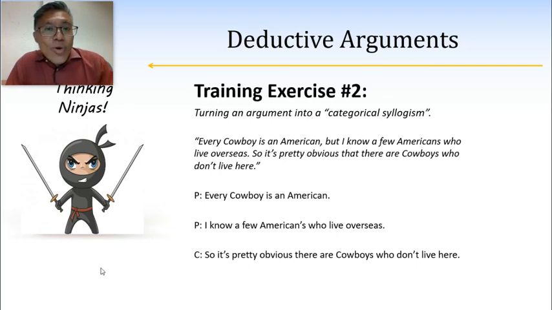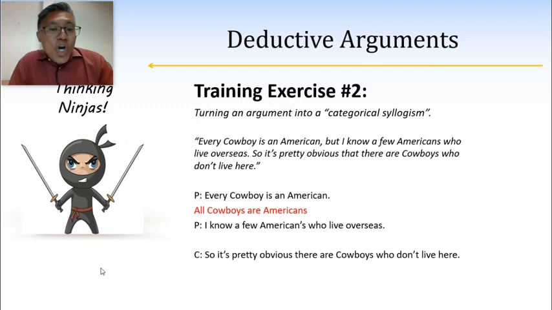So, every cowboy is American. What would that translate into? Which of our standard claims, A, E, I, or O, would every cowboy is an American become? Hopefully you notice that it's an A claim, right? We're talking about all cowboys. So in this case, we could say all cowboys are Americans.